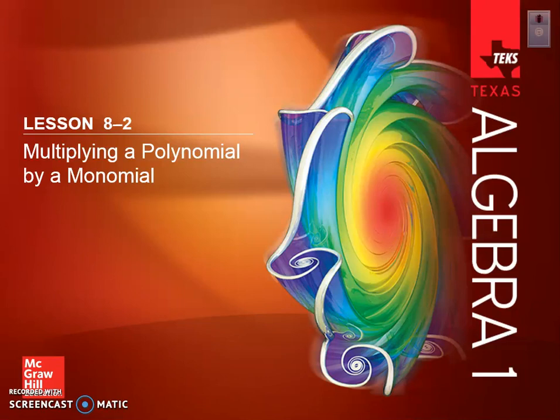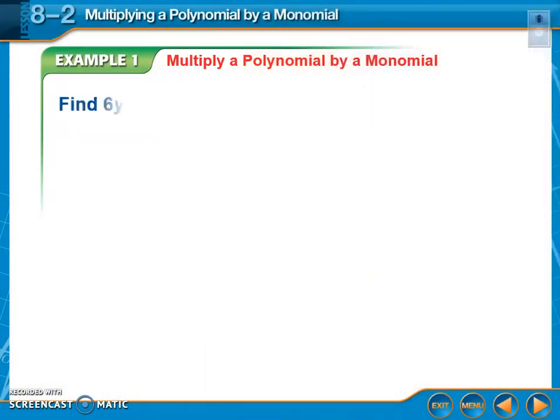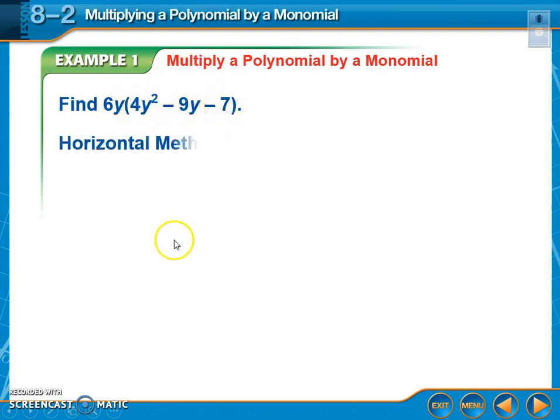Let's jump right in. Here we go. Multiplying a polynomial by a monomial. So we've got a polynomial. Remember, more than one thing multiplied by a monomial. So the 6y is touching the parentheses, which means we're going to distribute, which we have done a lot of this year, the 6y to everything in there.